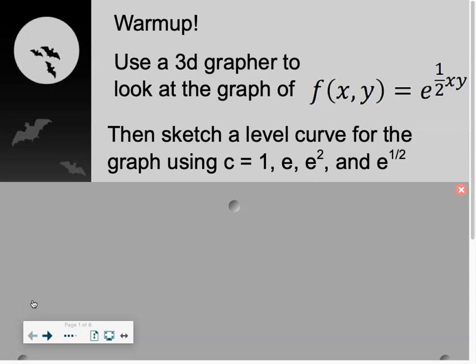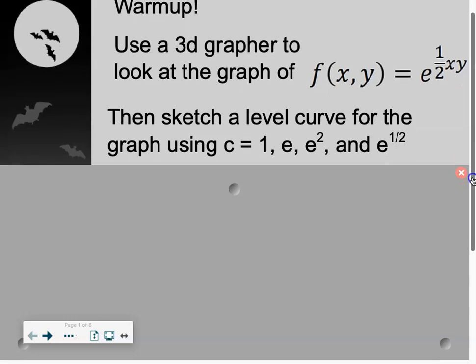Right now, we're just starting chapter 14. Today's lesson is pretty simple. It's just limits and continuity of multivariable functions. For our warm-up, use a 3D grapher to look at the graph of e to the 1/2 xy and then sketch a level curve.